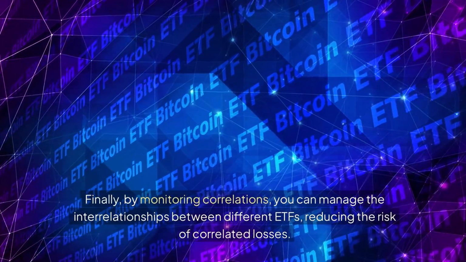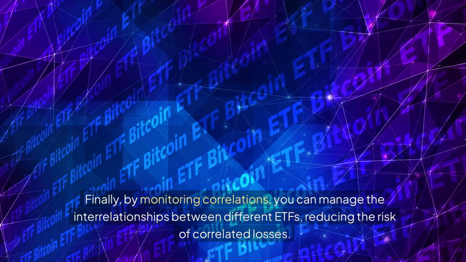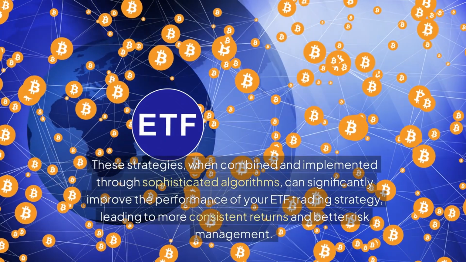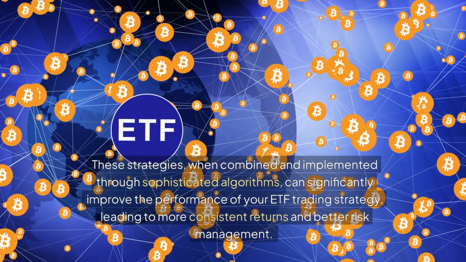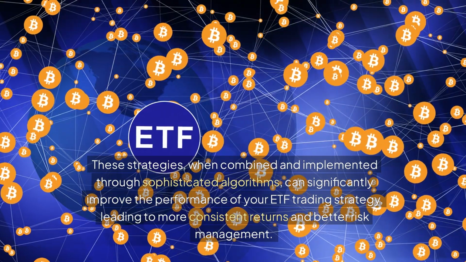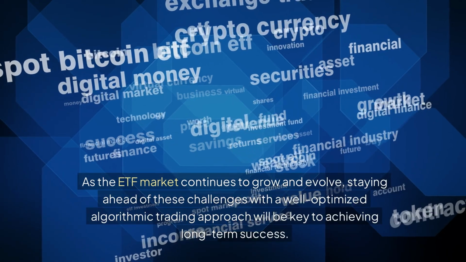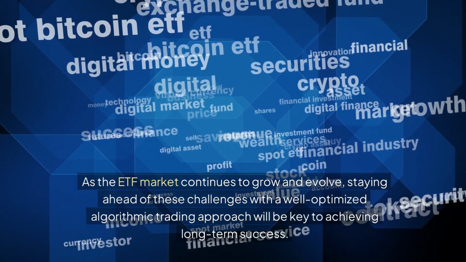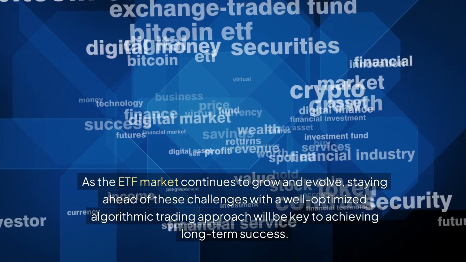Finally, by monitoring correlations, you can manage the interrelationships between different ETFs, reducing the risk of correlated losses. These strategies, when combined and implemented through sophisticated algorithms, can significantly improve the performance of your ETF trading strategy, leading to more consistent returns and better risk management. As the ETF market continues to grow and evolve, staying ahead of these challenges with a well-optimized algorithmic trading approach will be key to achieving long-term success.